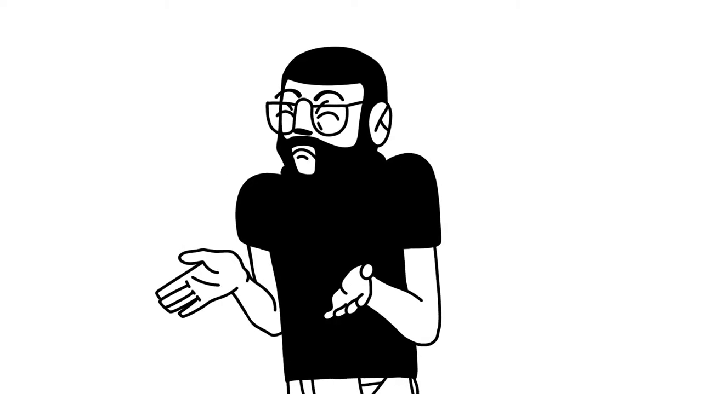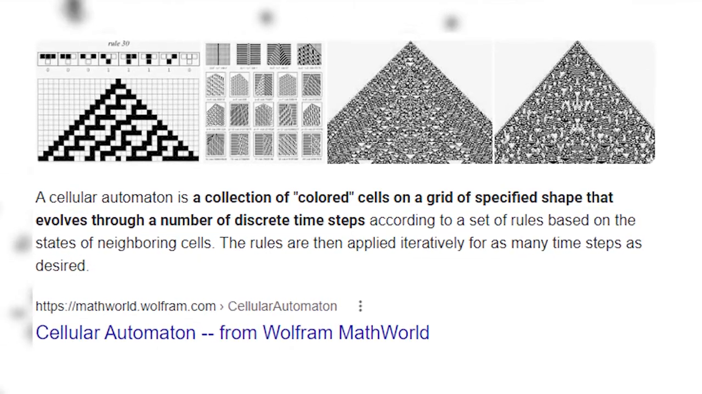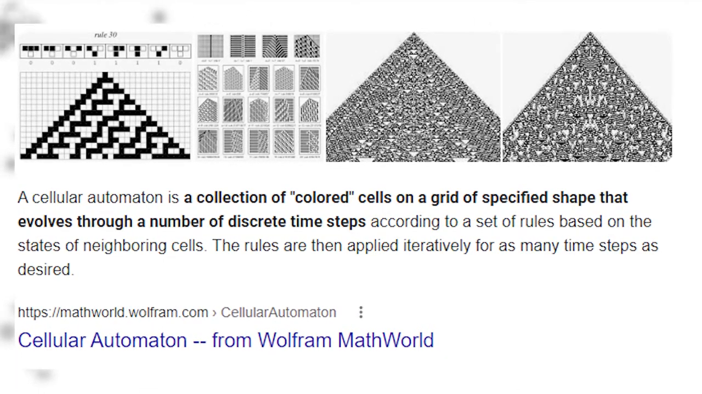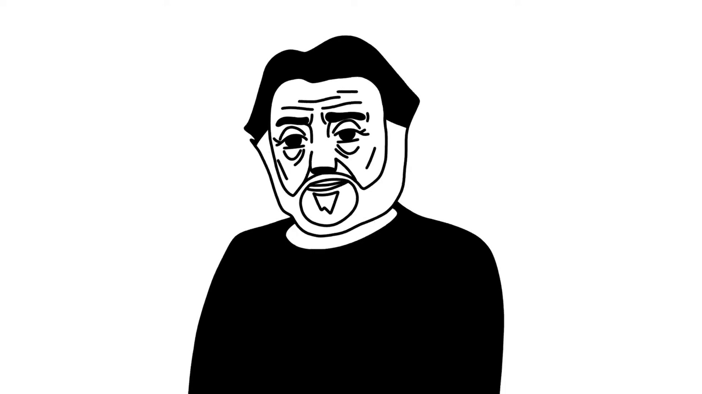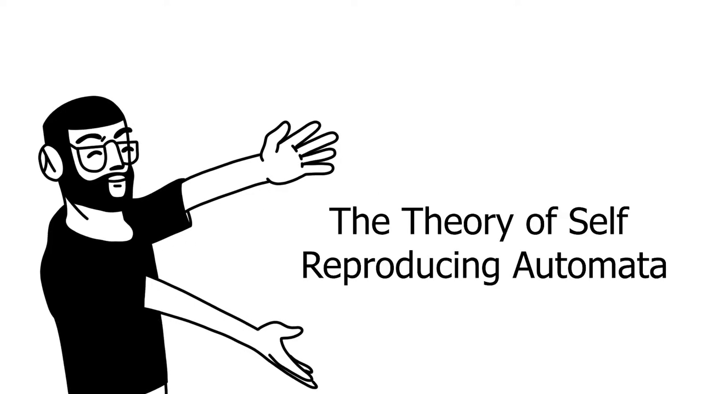Firstly, the TLDR. The Game of Life is cells and stuff. Or, as a long answer, the Game of Life is an example of a cellular automaton, aka cells on a grid, that evolve based on the prior generation and its predefined rules. The "game" was created by mathematician John Conway as a response to a theoretical idea mathematician John von Neumann had about colonizing or mining the universe. This theory was called the theory of self-reproducing automata.